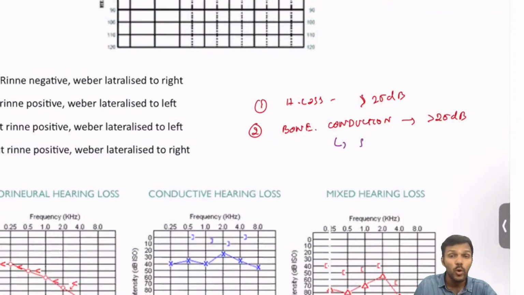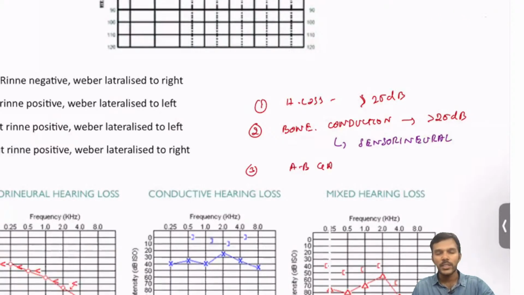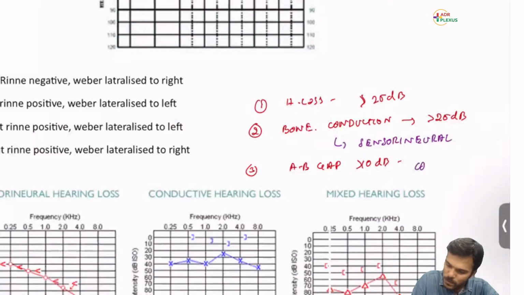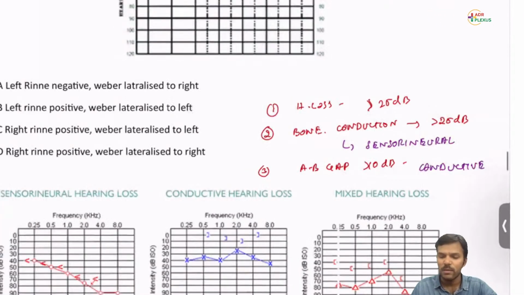Please pay attention. So go one by one. The thumb rules are very important. Don't skip the steps. Third thumb rule is air bone gap. So the gap between the air conduction curve and the bone conduction curve, if it is more than 10 decibel, it is conductive. The air bone gap is more than 10 decibel, it is conductive. So let's apply these 3 thumb rules.